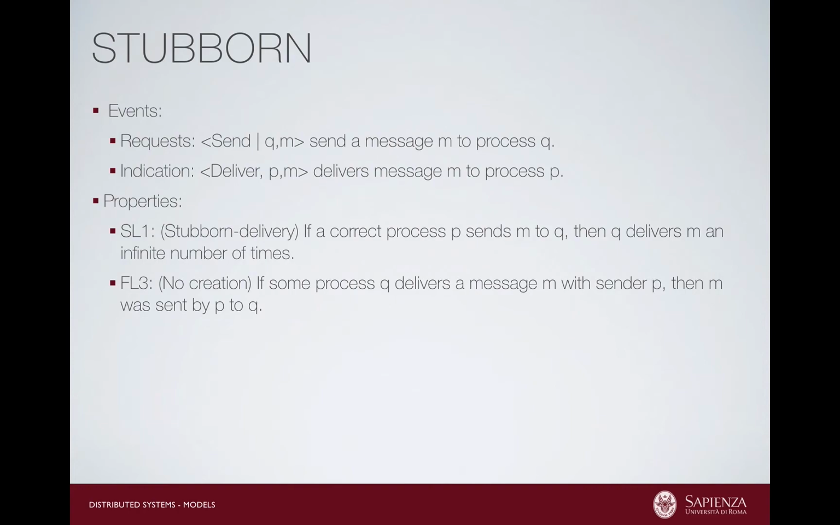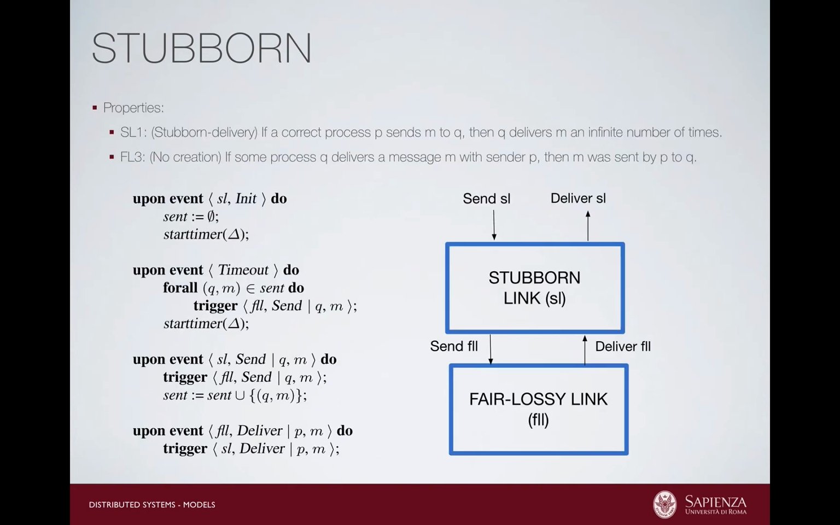So let's go back to our stubborn link. We want the link to always expose the two events, the same as the fair lossy link, send and deliver. And we want it to respect the two properties that we were discussing before. And this is how we do it. This is the pseudocode on the left, using the reactive model that I was discussing, and on the right, we can see the diagram of the communication between the components.